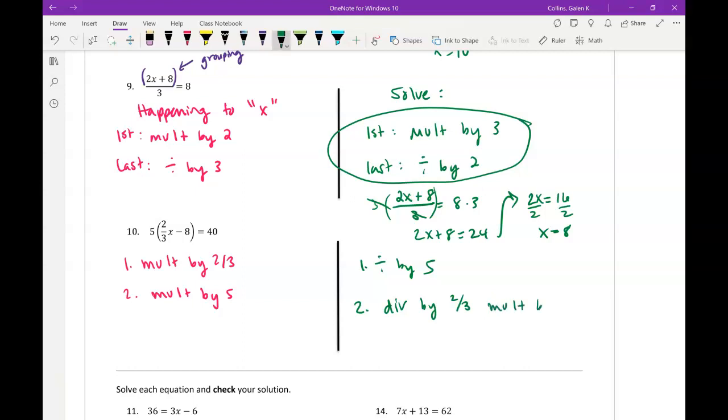This one's tricky. So I'm not saying that you can't distribute. I know in class a lot of my students chose to distribute that 5, but I think you're going to make it easier on yourself if you just divide it off first. So if I divide this side of my equation by 5 and this side, I would have 2/3 x minus 8 equals 8. Then we could add 8 to both sides. So we'd have 2/3 x equals 16. Then to divide by 2/3, that's the same as multiplying by 3/2.